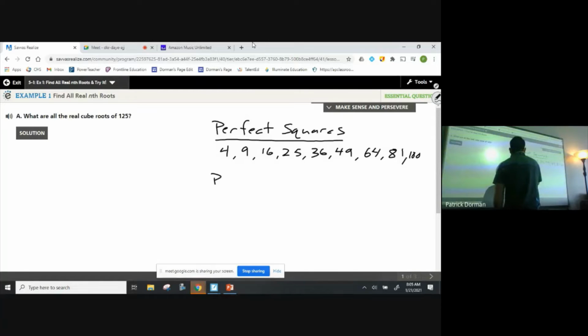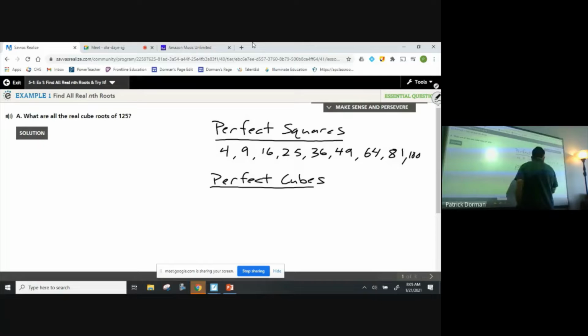Something that you probably don't deal with as much are perfect cubes. These are numbers where, if you multiply the same number by itself 3 times, you get this number. That's what a perfect cube is. So let's go through it. 2 times 2 times 2 is 8. Our first perfect cube, 1, of course, is 1.